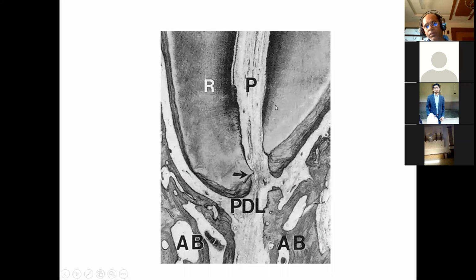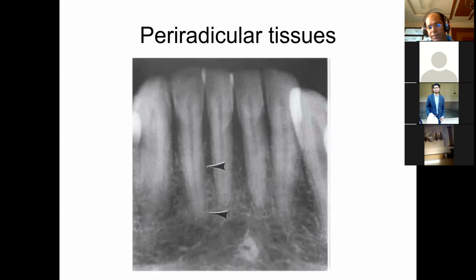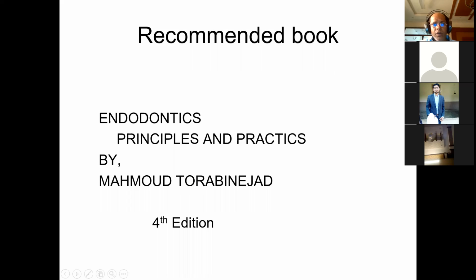If the pulp is infected, the infection can spread through the periapical foramen and involve the PDL and alveolar bone, which we call periapical periodontitis. There are different types of periapical periodontitis. Here you can see the periapical tissues surrounding the root apex. This is probably the old 4th edition; there is probably a latest one now, but we mainly follow this. So that is the book you have to read as well.